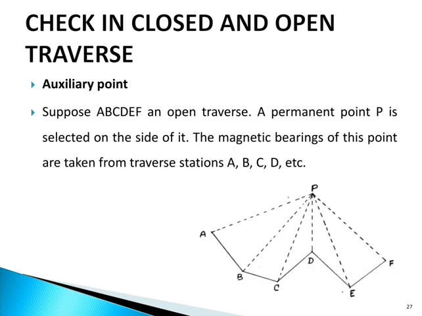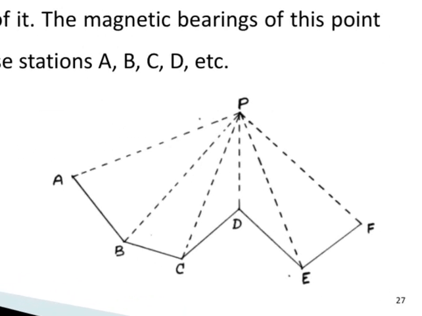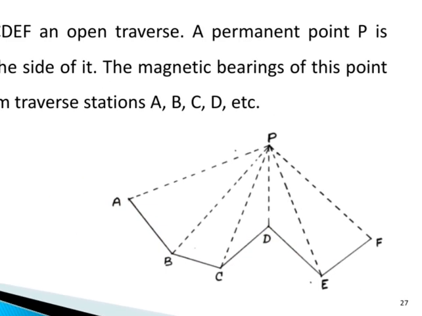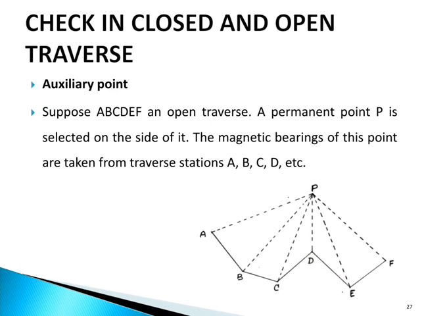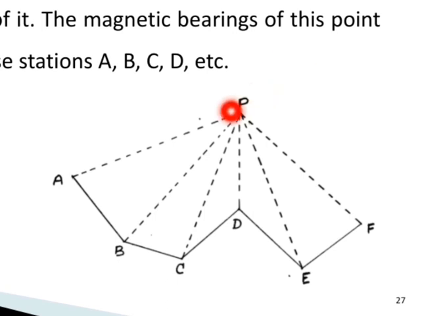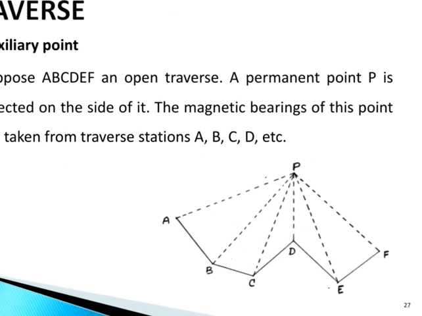Next is the auxiliary point. Suppose A, B, C, D, E, F is an open traverse here. We can see it is an open traverse. Okay, so a permanent point P is selected on the side of it, and the magnetic bearings of this point are taken from the traverse stations A, B, C, D, etc. Like P will be here, and all the bearings are taken like this, towards P.